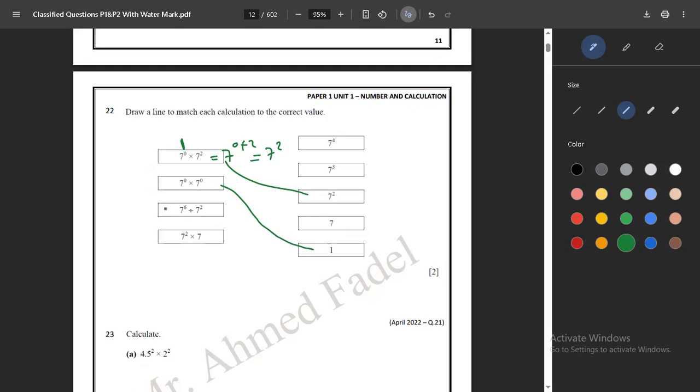7 to the power of 6 divided by 7 to the power of 2. We agreed in the indices, in division, we subtract the indices. So 7 to the power of 4.